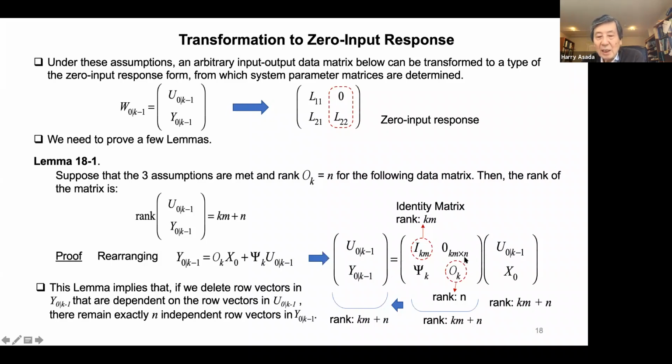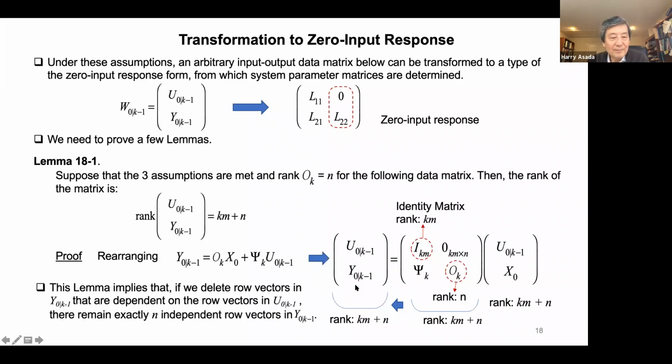Now look at this. By assumption number 3, this is full rank Kn plus N, having no state feedback loop or something. And look at this, this is the identity matrix, that's of course full rank. And we assume this observability matrix to be full rank. Then the product of full rank matrices must be full rank, Kn plus N. So that's the logic.